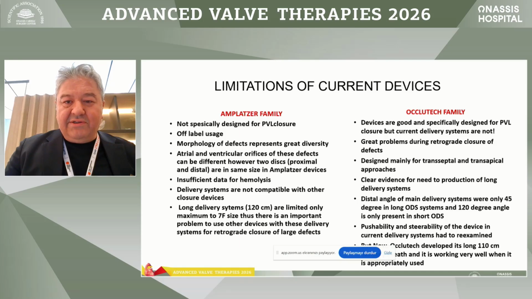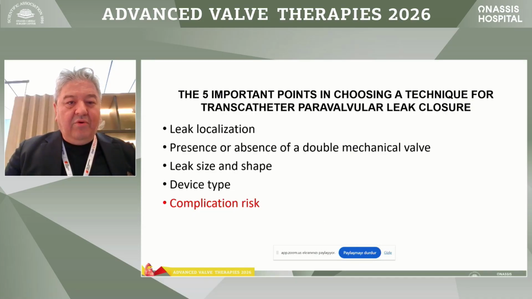The Occlutech family devices are good and specifically designed for paravalvular leak closure, but current delivery systems create great problems through retrograde closure of defects. They are designed mainly for transseptal delivery, and now Occlutech has developed its long 110 cm sheath, and it's working very well when it is appropriately used. And the most important point is the complication risk.